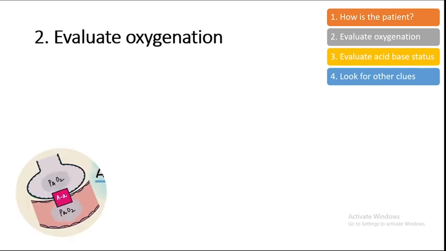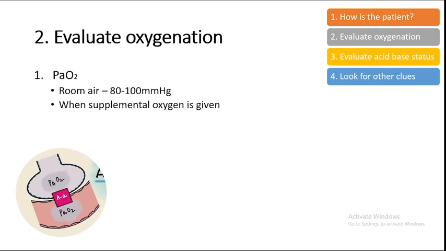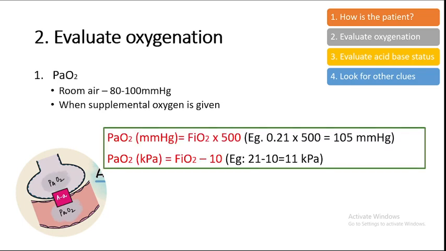Now, the second step is evaluation of oxygenation, right? One value that you can gather from the blood gases is the arterial oxygen partial pressure. If we are breathing room air, it will be around 80 to 100. But if some supplemental oxygen is given, there will be more oxygen in our alveoli, and hence our arteries will extract more and more oxygen. So the arterial partial pressure of oxygen will be more than this normal value.